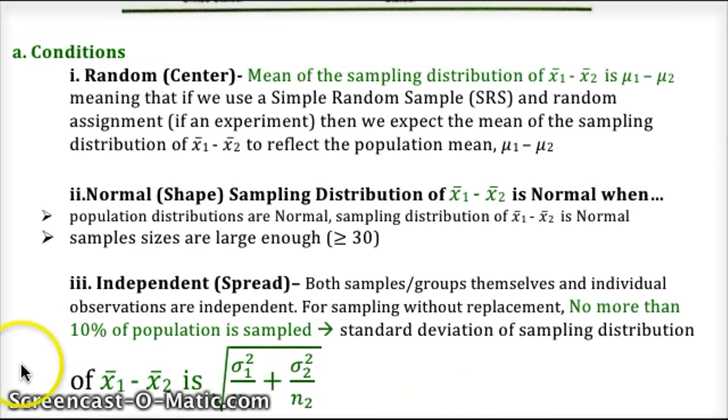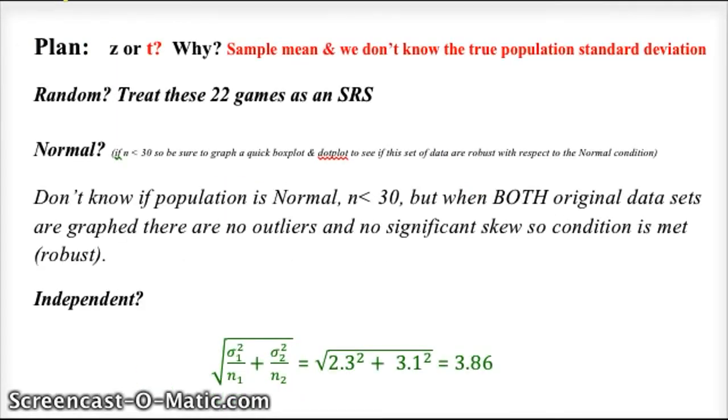So plan: we're checking random, normal, and independent. Remember, random tells us center, and normal tells us the shape. Independent tells us the spread, or lets us use our standard deviation equation. For random, we take the difference in the two means, which is what we would expect for the center. We're going to treat the 22 games as an SRS, which is the best we can do with this case. We don't know if the population is normal, so we're not sure if the normal condition's met. n is less than 30, so we would graph both original data sets, and if there are no outliers and no significant skew, the condition would be met.